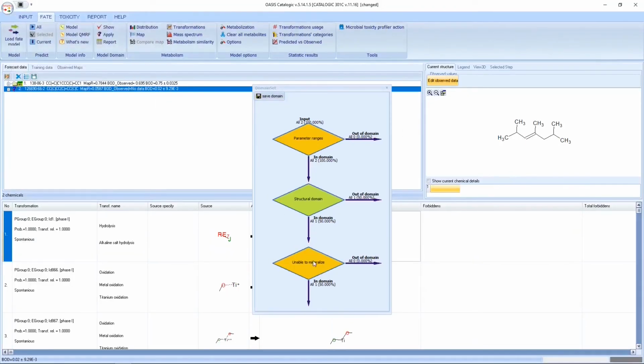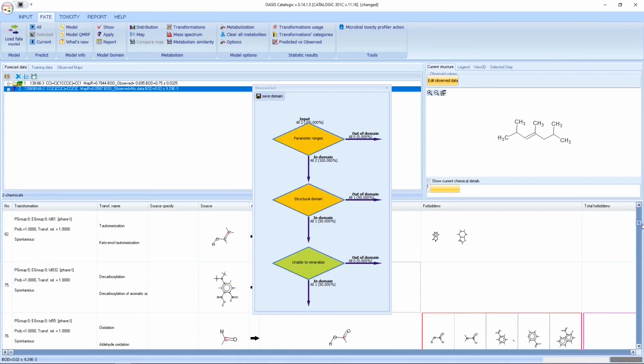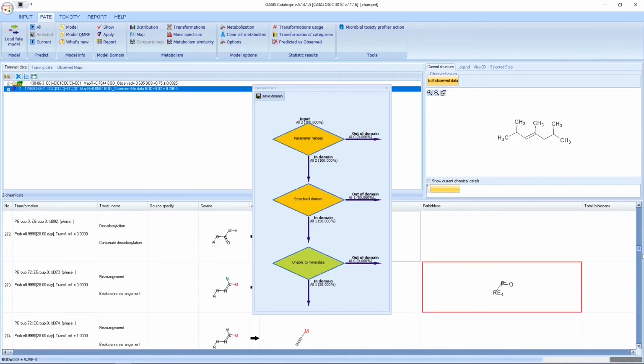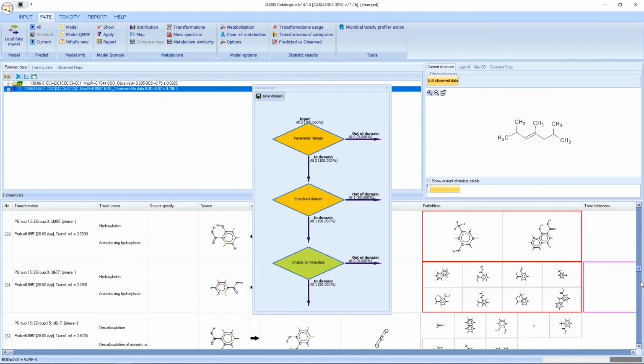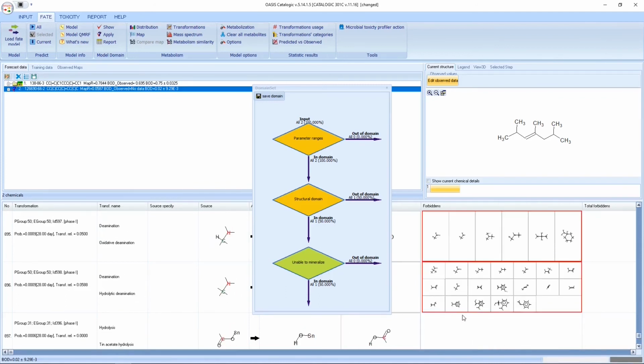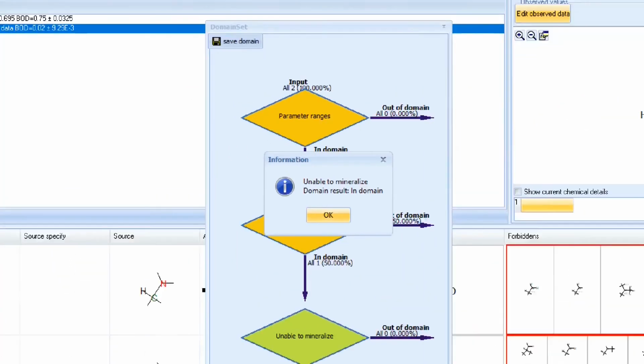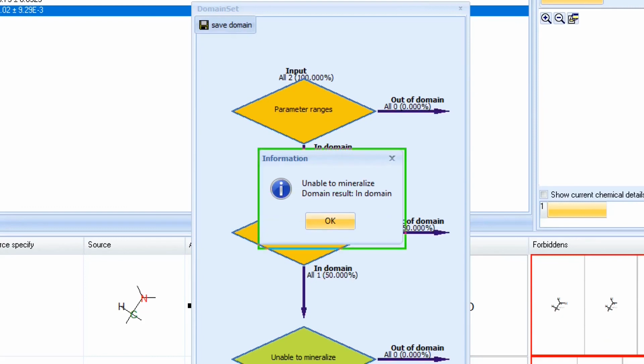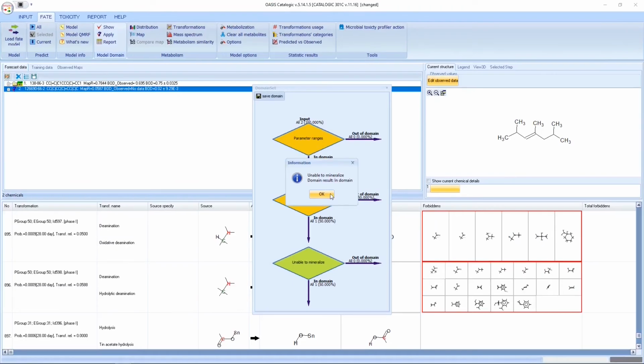The last layer is the mechanistic domain layer. It indicates the availability of transformations which could theoretically fully mineralize the query chemical. In case the full mineralization is not achieved with the available transformations in the metabolic simulator, then the chemical is considered to be out of the mechanistic domain layer. In our case, all transformations for full mineralization of the target chemical are available in the metabolic simulator.